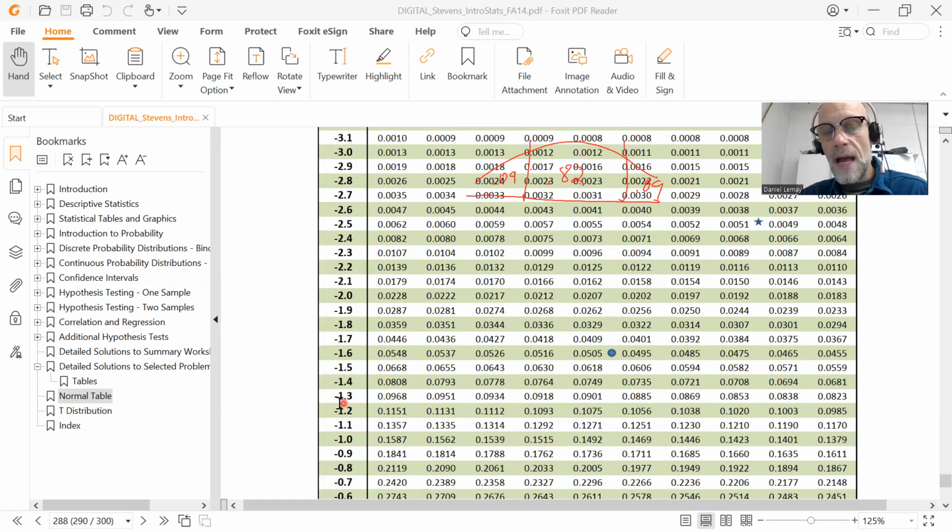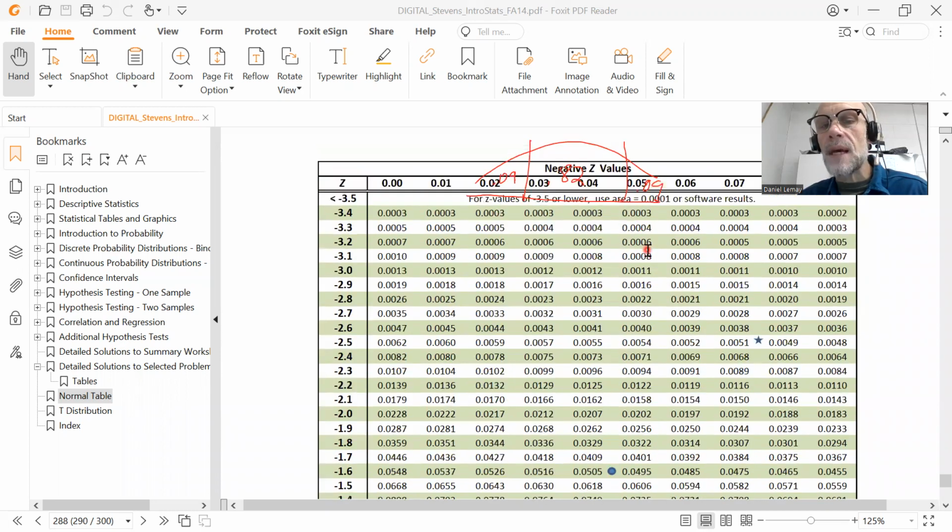So the critical value of Z would be negative 1.3, what column is that? 05. So 1.35. Let me get that right. Okay, so that's the best we can do. That would be for an 82% confidence interval. Pain in the butt. So we'll do another way in a minute.